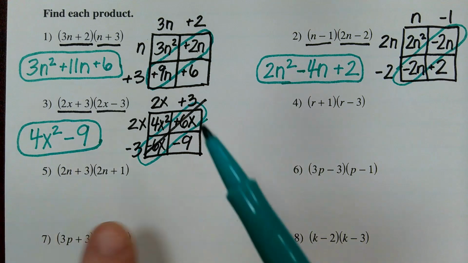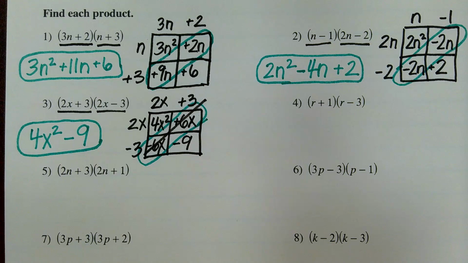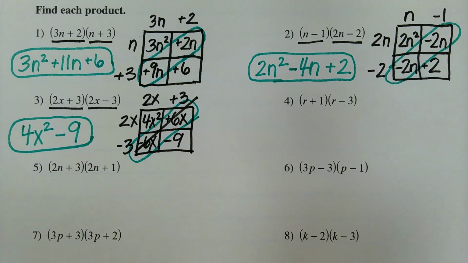Perfect. So on yours, did you just forget to do the 2 times 2? No, that is what I got. Oh, I thought you said your answer was 2x squared. No. Okay, I must have misheard you. Gotcha. Well, then yes, you did it correctly.